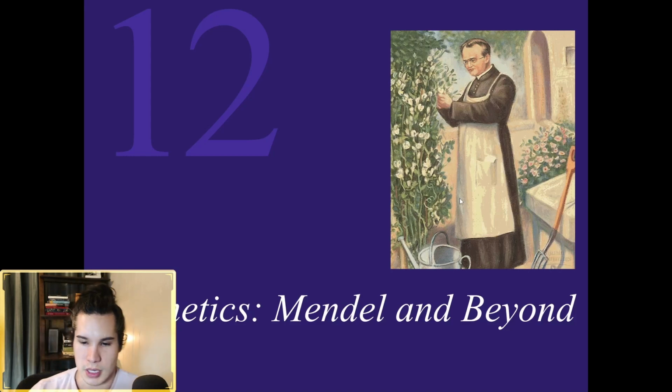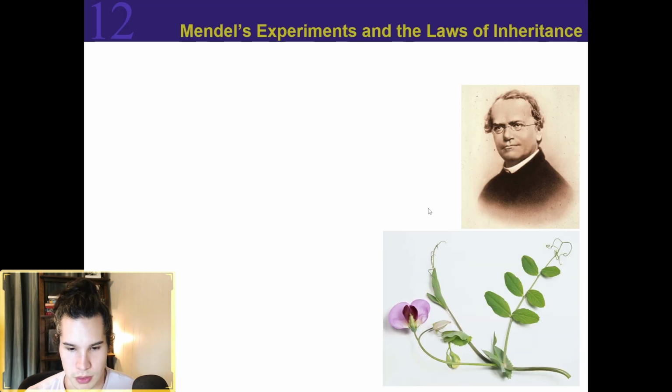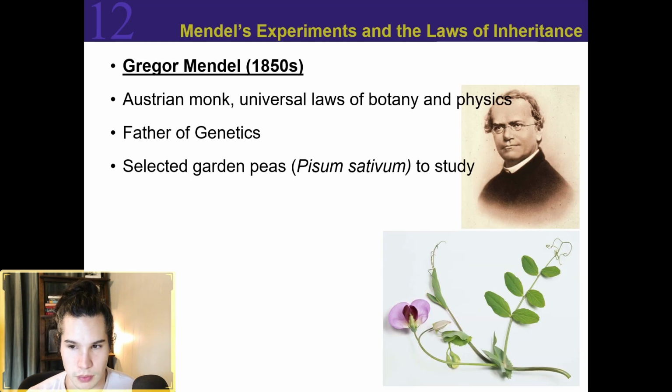In this video, we're going to be talking about Mendel and some fundamental principles of genetics. So, Gregor Mendel is often considered to be the father of genetics. He was an Austrian monk who studied botany. And when he studied botany, his main subject for his experiments were garden peas.